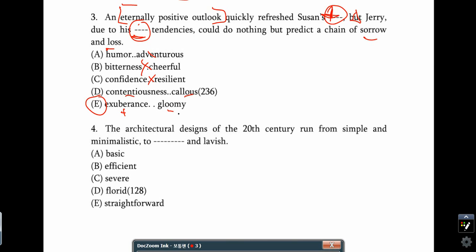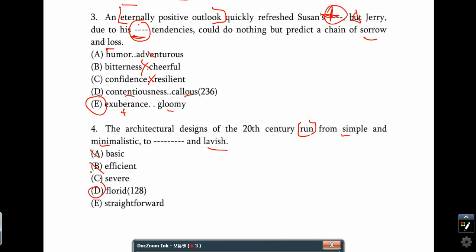Number 4, the architectural designs of the 20th century run from simple and minimalistic to blank. Now we run, so it runs from A in the beginning and B in the end. So we need a contrast of simple, which would be complex or over the top, which is D, florid and lavish. Basic is not a contrast to simple.